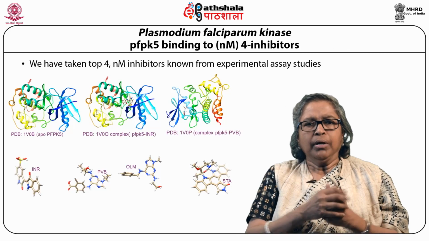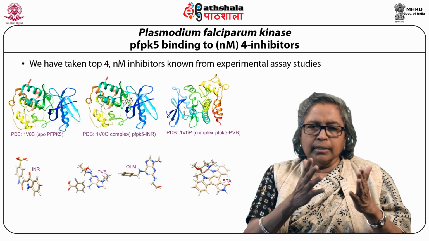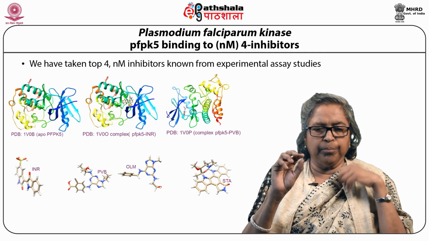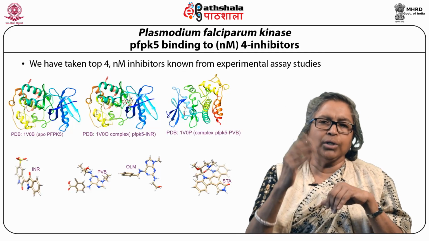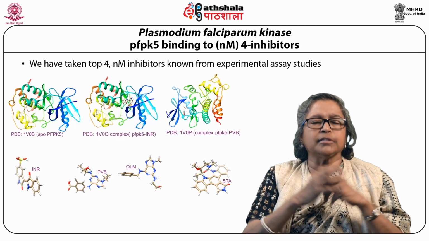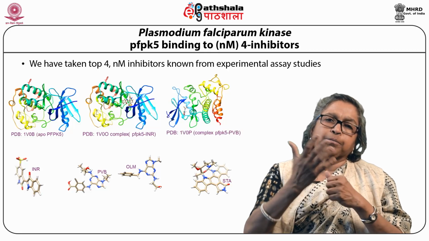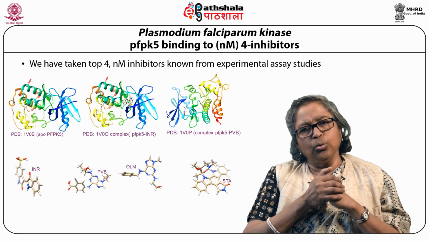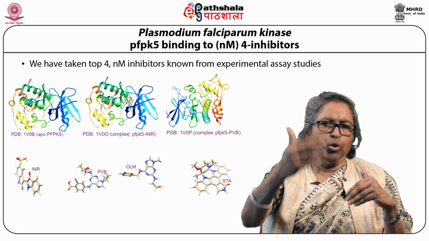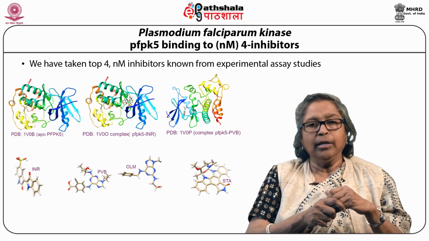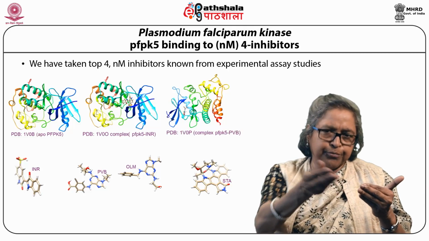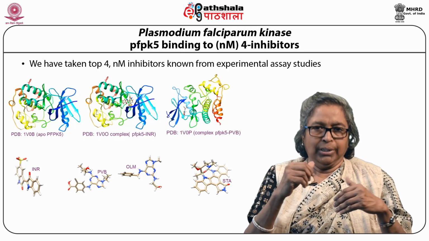Here I describe a case study using such a pipeline, using only 4 very good, I would say nanomolar, inhibitors of a protein called PK5 kinase. It is from Plasmodium falciparum. This is in-house research. We had docked the compounds by different methods as well. Because we know the binding activity from experiments, we tried to find their correlation.